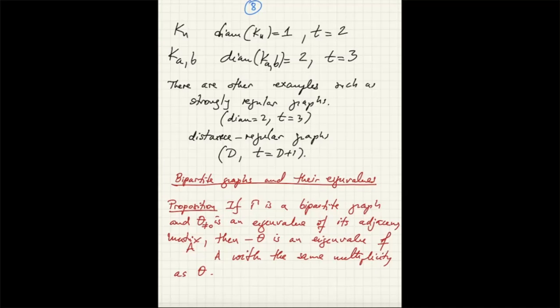So what this says is that for bipartite graphs, the eigenvalues come in pairs. So except for the eigenvalue 0, if it exists, it doesn't always have to be an eigenvalue for a bipartite graph. Except for that, all the eigenvalues come in pairs theta, minus theta, where theta is, let's say, positive, and the multiplicity of theta is the same as the multiplicity of minus theta. Okay.